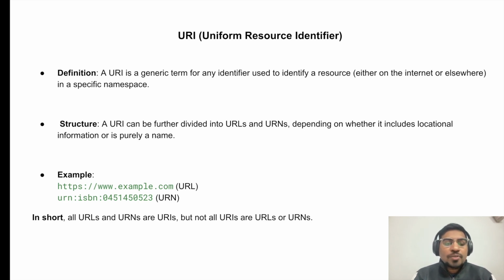If we're talking about the structure, a URI can be further divided into URLs and URN, depending on whether it includes location information or is purely a name. So URLs include a proper location, and URN only provides a name. An example of a URI is https://www.example.com, that is a URL. And if you're talking about URN, it starts with urn:isbn and some numbers. In short, all URLs and URNs are URIs, but not all URIs are URLs or URNs.